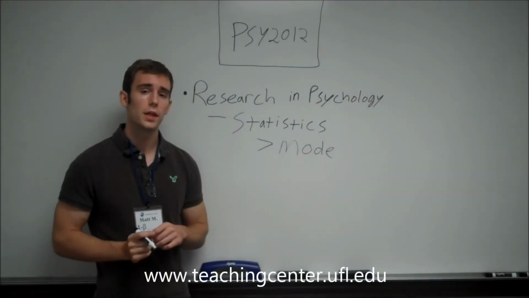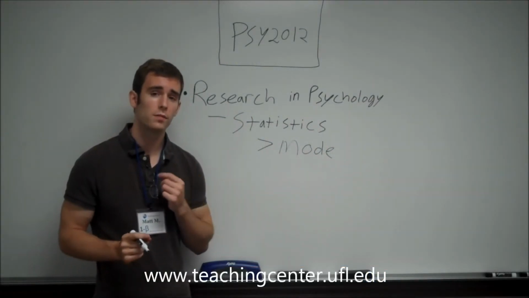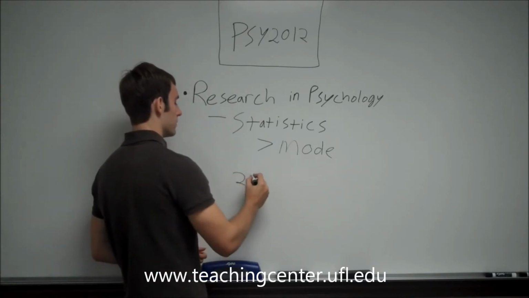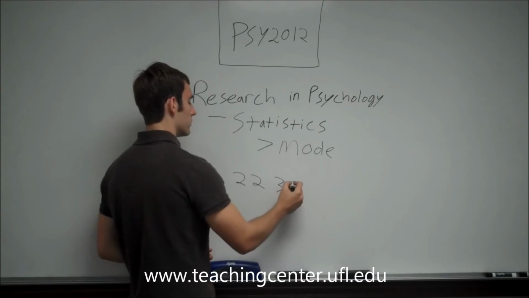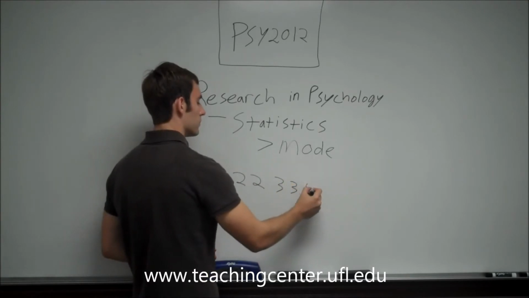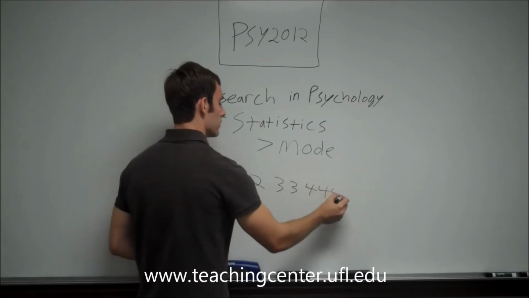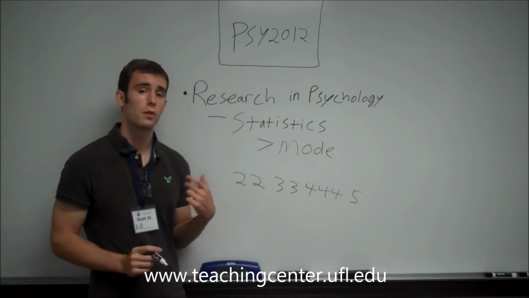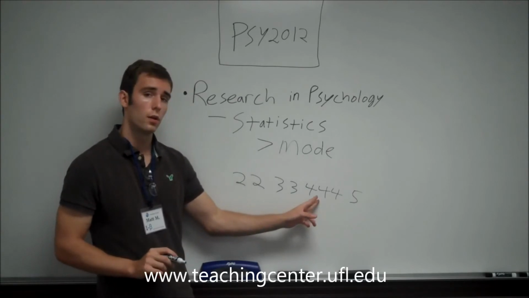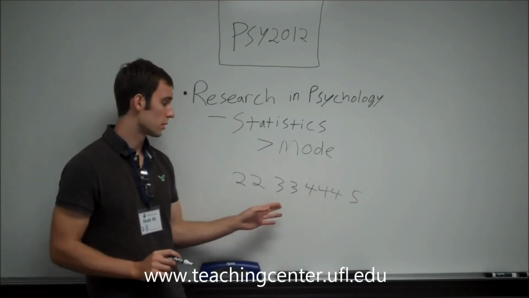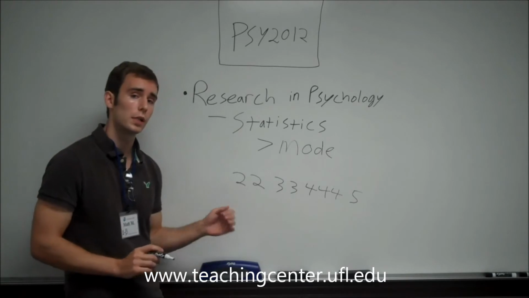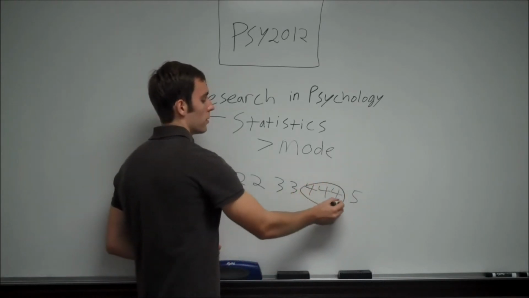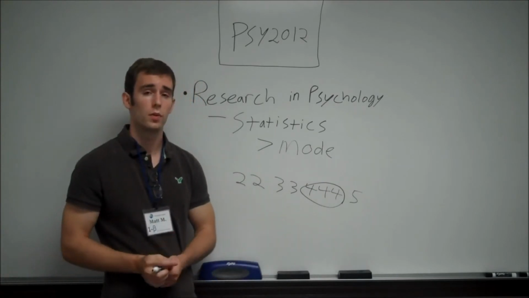The mode of a data set is the number that occurs with the highest frequency. So if our data set looks like this, the number that occurs with the greatest frequency is 4. 4 occurs 3 times, 3 occurs twice, 2 occurs twice, and 5 only occurs once. So our mode is 4, the one with the greatest frequency.